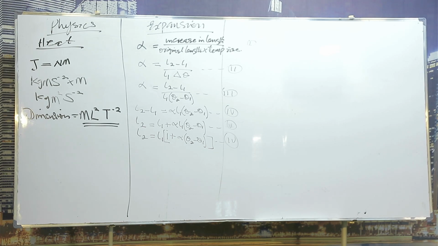When we go into solutions, are you raising your hand? Okay. I can't really hear you. Original length. Theta 2, anything with 2 is final. Theta 2 is the final temperature. Theta 1 is the initial temperature. So you can use the words final and initial, or final and original.